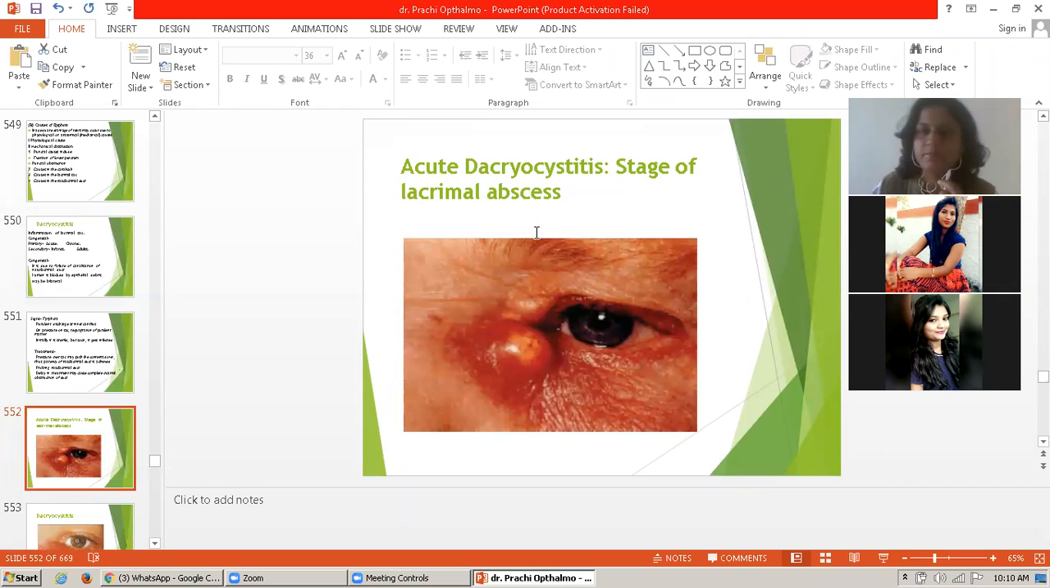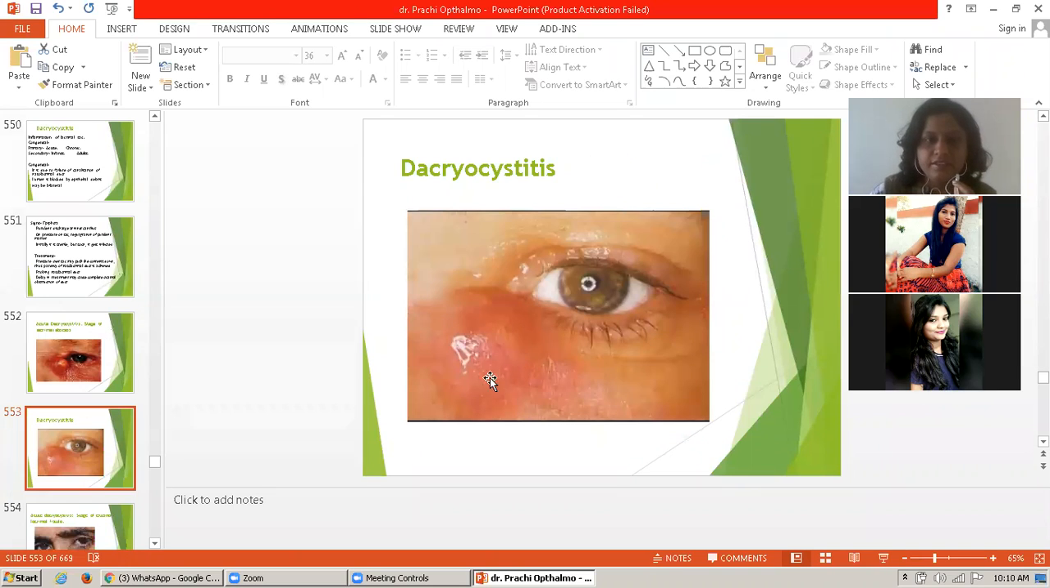This is a diagrammatic representation of acute dacryocystitis. That is, it is a stage of lacrimal abscess. So, in this diagram, we can see how there is an inflammation of the lacrimal sac, which leads to dacryocystitis. That is an acute inflammation of the lacrimal sac. This one is a dacryocystitis diagram. In that, we can see the swelling and pus formation in the lacrimal sac.